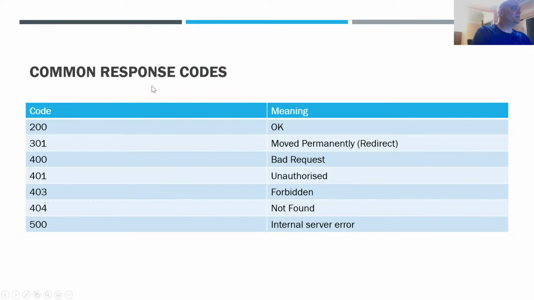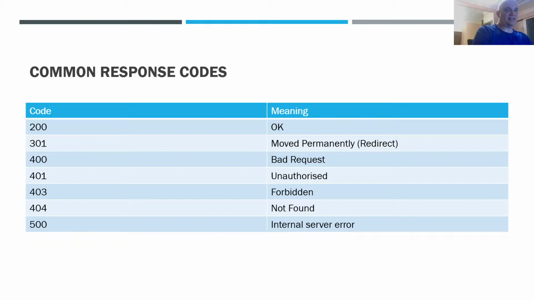Here are some common response codes. All right, so 200 is okay, 301 moved permanently and redirected. And then you've seen these guys before: bad request, unauthorized, forbidden, not found, and internal server error.